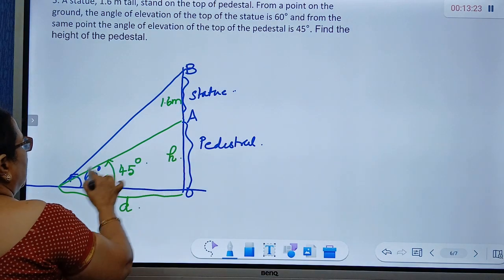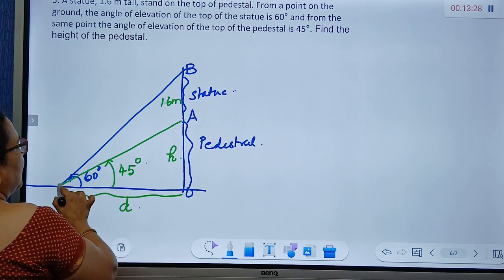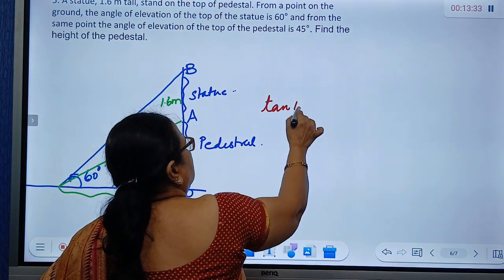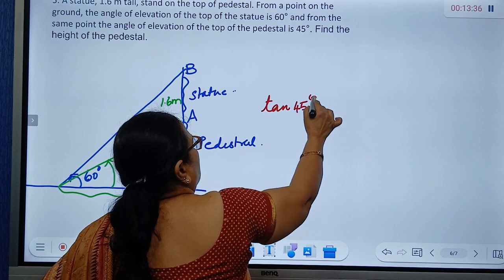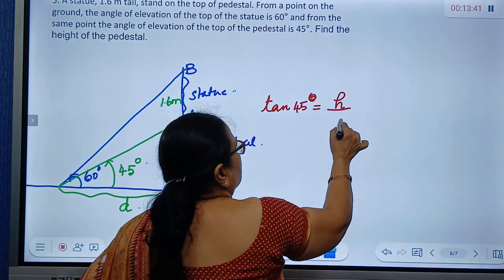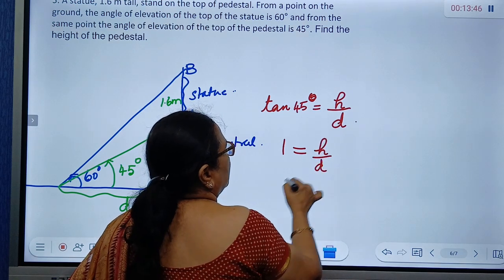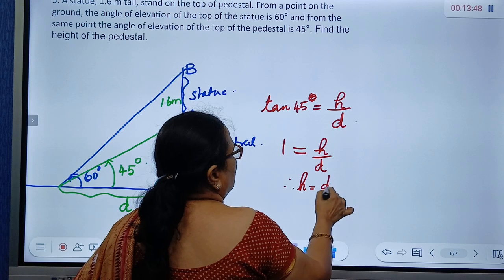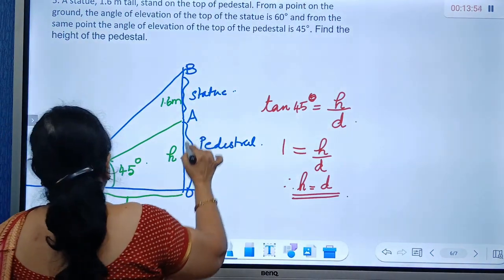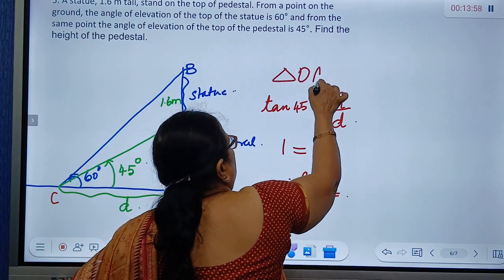Okay, now first consider this triangle. What is the smaller angle? 45. That is the top of the pedestal. The angle of elevation is 45. Now tan 45 is equal to, what is tan theta? Opposite by adjacent, h by d. But tan 45 is 1. So 1 is equal to h by d. Therefore, h is equal to d. Now, this is from which triangle? OAC. Triangle OAC.